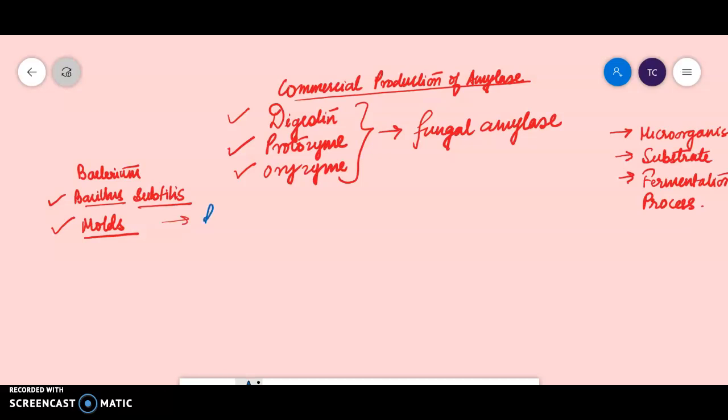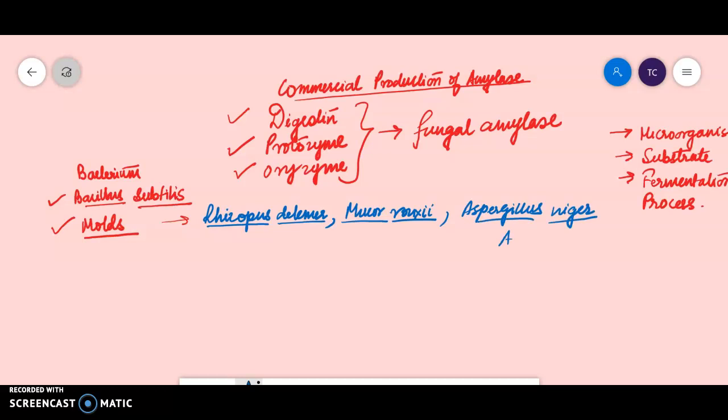That is Rhizopus, Mucor, Aspergillus niger, and Aspergillus oryzae. So these are some of the molds which are used in amylase production.